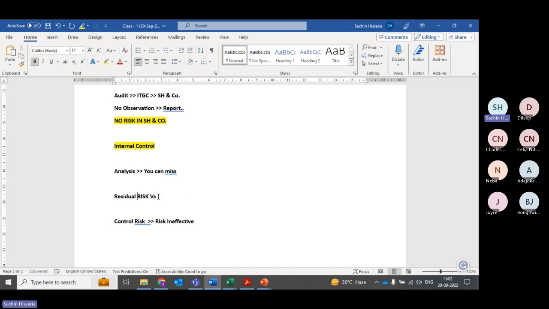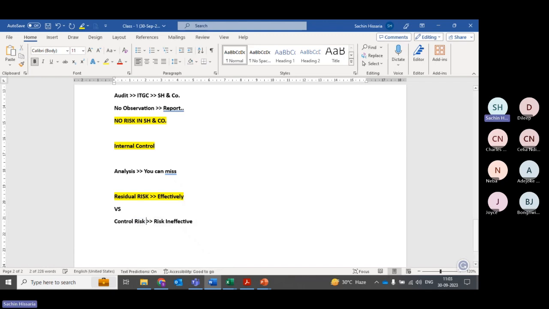When I say residual risk, for example, suppose you have implemented an effective control. The control is implemented and working effectively, and still there is some risk which remains, which is known as a residual risk. So this is the difference. When your control is working perfectly fine, very effectively, there is still some risk which remains. That is known as a residual risk. If your control is not working effectively, it is an ineffective control. There are some gaps in the control.